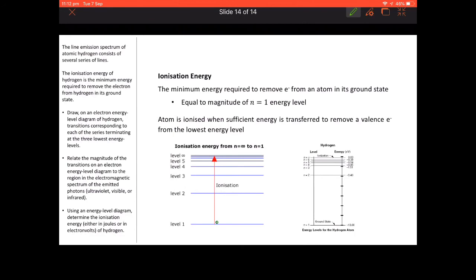An atom is ionized when sufficient energy is transferred to remove a valence electron from the lowest energy level. So getting rid of that valence electron from its lowest energy level is going to ionize the atom. And on page 388 of your workbook, you've got the ionization energies of several chemical elements listed.